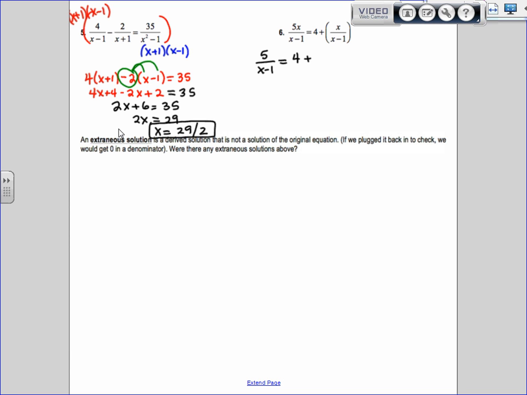Yeah? Why is it not 5x over x minus 1 equals 4? You just forgot your x on the 5. Oh, I forgot the x. Is that what I did? That's what I had in my hand too.